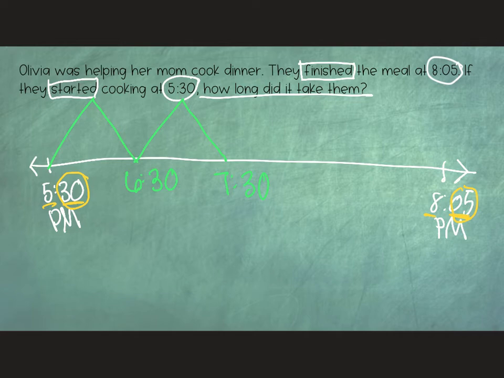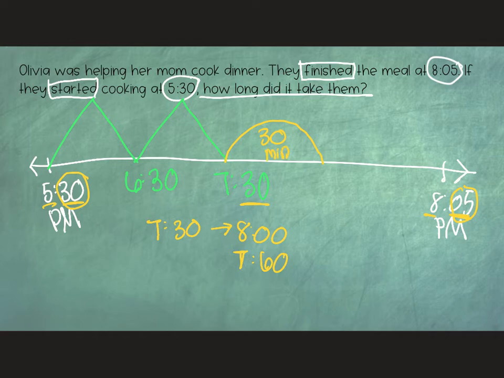So now I'm trying to get my 30 to the next full hour. So again, I would have to add 30 minutes, right? Because I'm trying to get from 7:30 to 8 o'clock. And 7:30 to 8 o'clock is the same thing as 7:30 to 7:60. So I jump 30 minutes here, and that would give me 8 o'clock. And then I just have to jump 5 more minutes because I'm trying to get to 8:05.